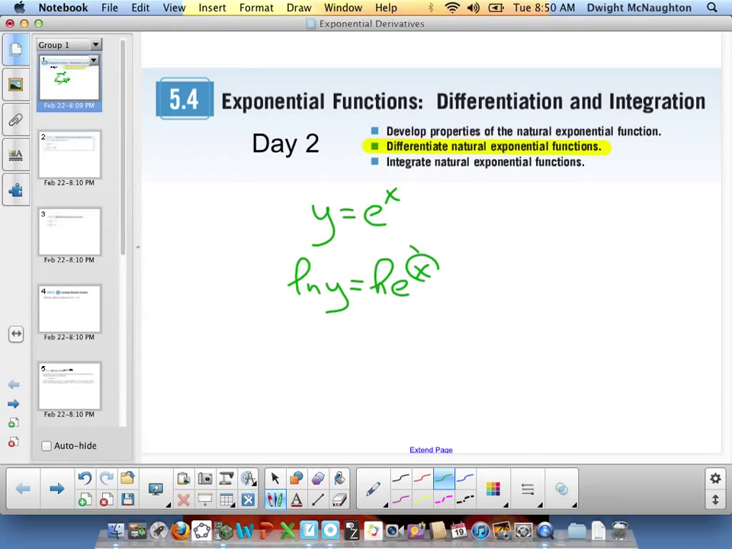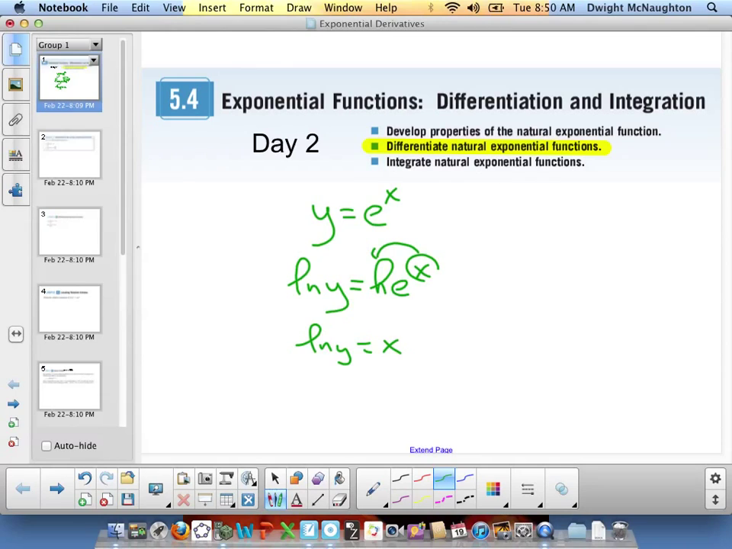The x comes out front, the natural log of e cancels. We got the natural log of y equals x, which should not be surprising because they're inverses, natural log and e to the x. We'll use log differentiation.